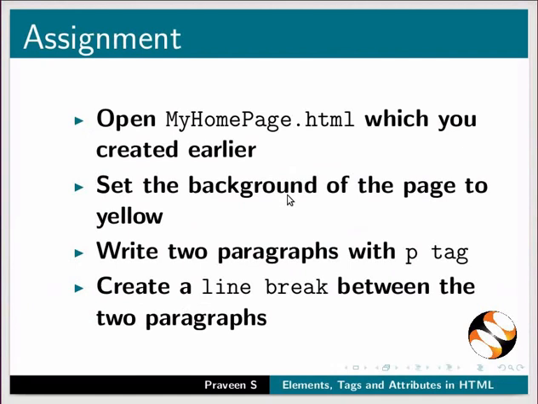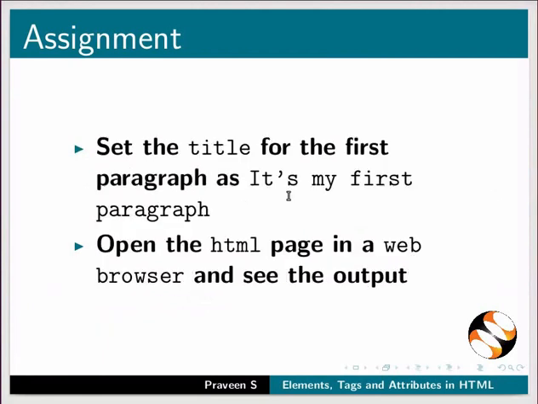As an assignment, open the file myhomepage.html which you created in an earlier assignment. Set the background of the page to yellow. Write 2 paragraphs with p tag. Create a line break between the 2 paragraphs. Set the title for the first paragraph as "It's my first paragraph." Open the HTML page in a web browser and see the output.